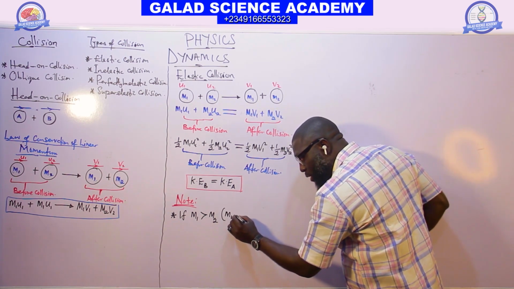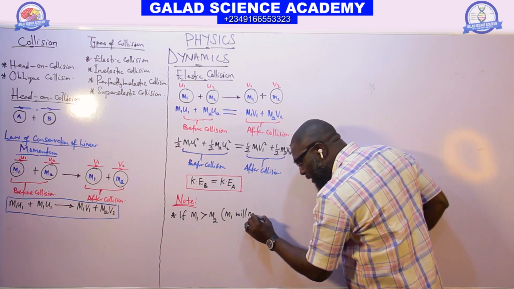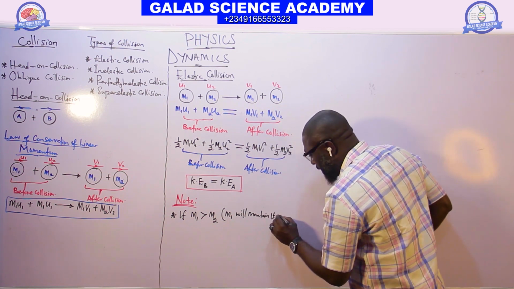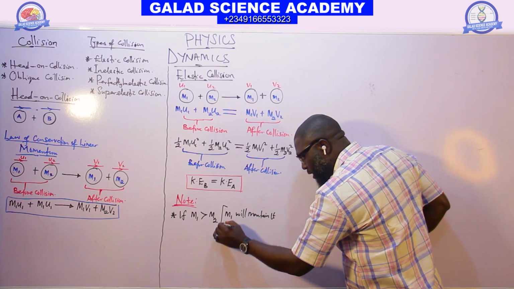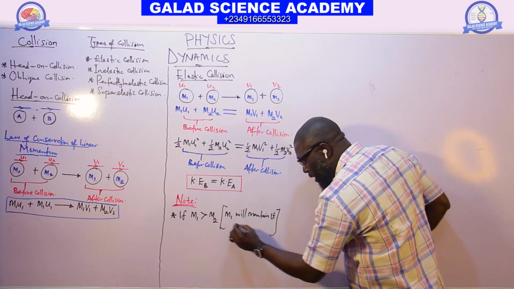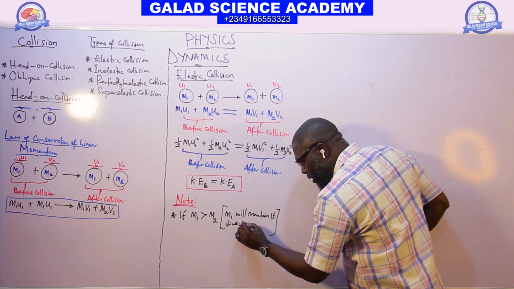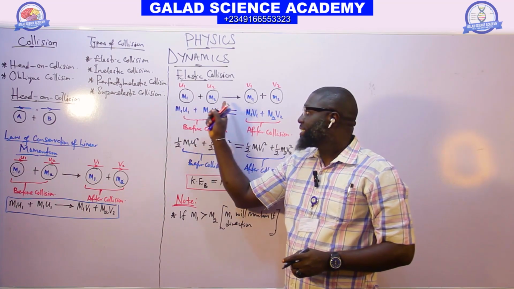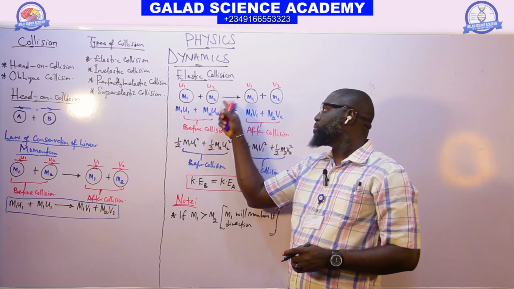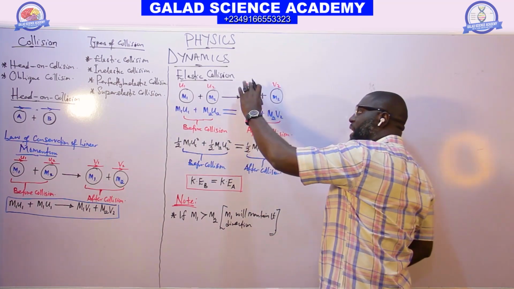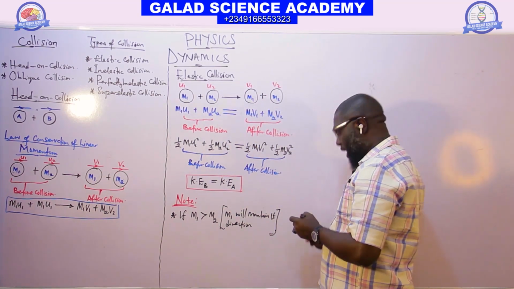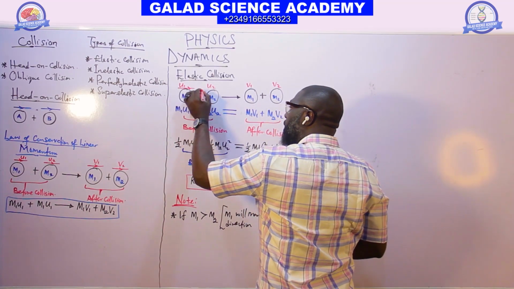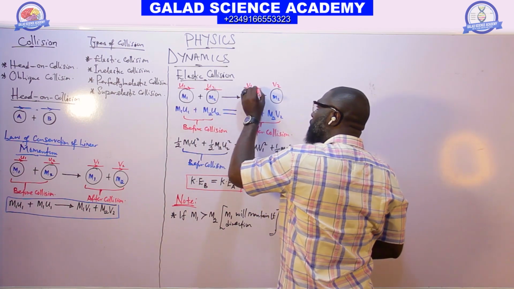M1 will maintain its direction. When the mass M1 is greater than mass M2, after collision, the mass M1 will maintain its direction. And to maintain its direction, let me put this one here as the direction of velocity.